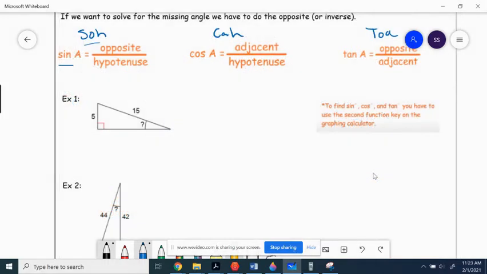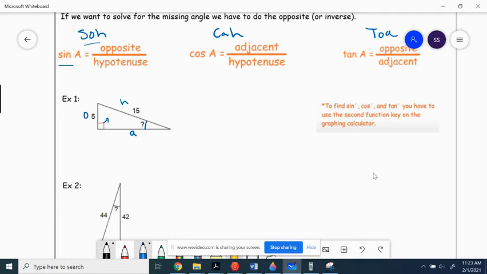Okay, so let's take a look at some more examples here. We're going to be solving for the missing angle. So the first thing we want to do is label our sides. So in terms of this angle here, we have our opposite side that's not touching the angle. We have the hypotenuse that is across from the right angle, and we have the side that's next to the angle but not the hypotenuse, and that is our adjacent side. We're not going to need the adjacent side, but I think it's good practice to label every side.